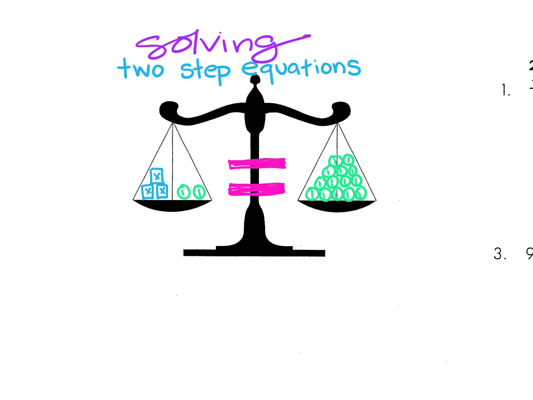So what I want to do is convert this into an algebraic expression. We have 3 x's plus 2, and they're level, so that means they're equal to 14. Now, because I have more than one thing going on with this variable on the left-hand side, this is why we're calling it a two-step equation.